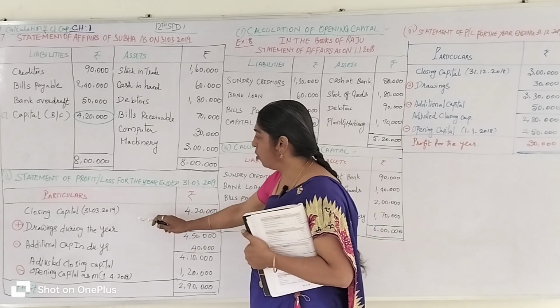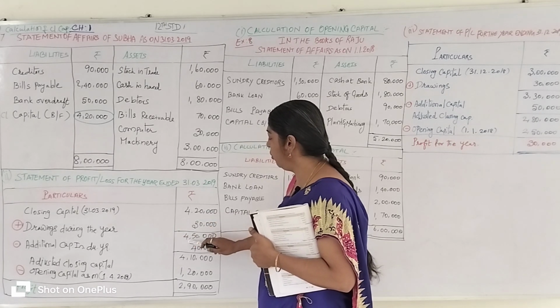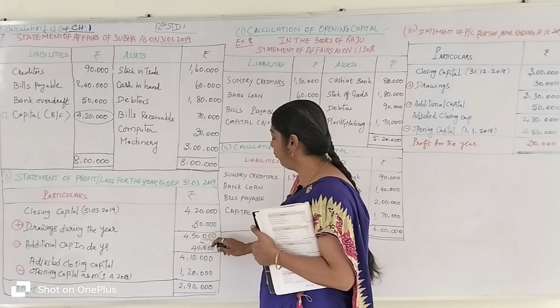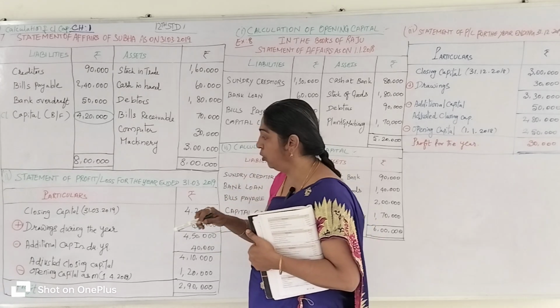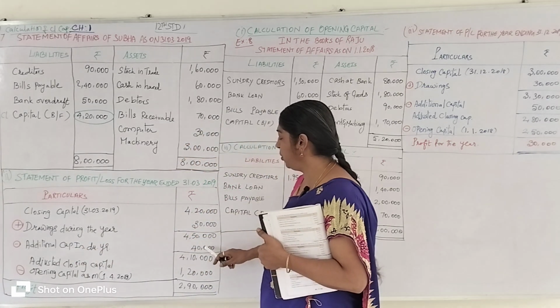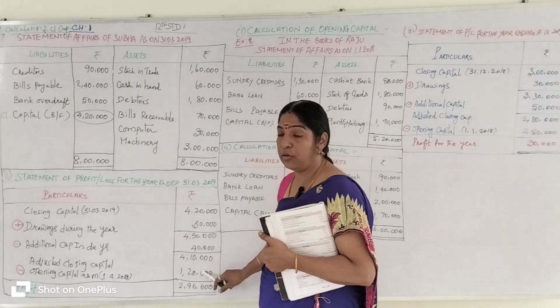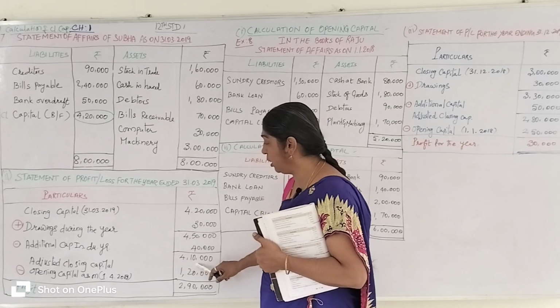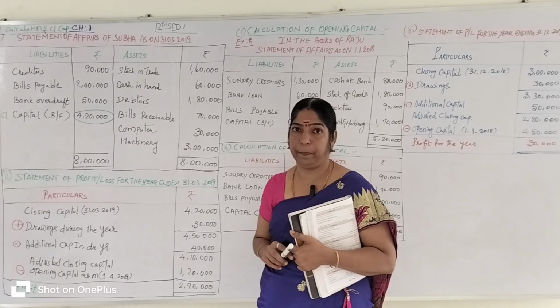Okay, listen. Closing capital added with the drawings 30,000, together you get 4,50,000 rupees. With that 4,50,000 rupees, you subtract the additional capital during the year, 40,000 rupees. After subtracting, you got 4,10,000 rupees. That 4,10,000 rupees is denoted as the adjusted closing capital.